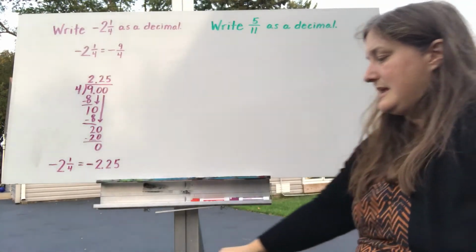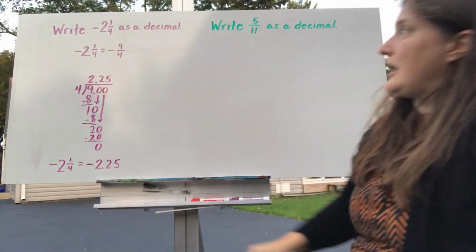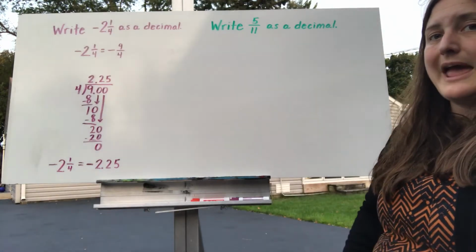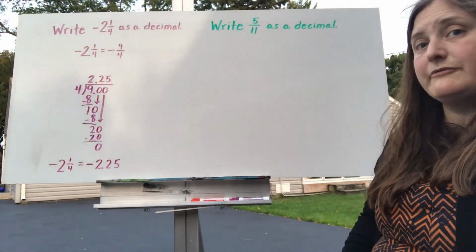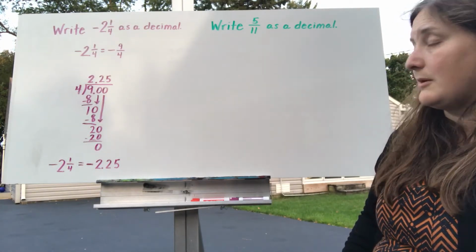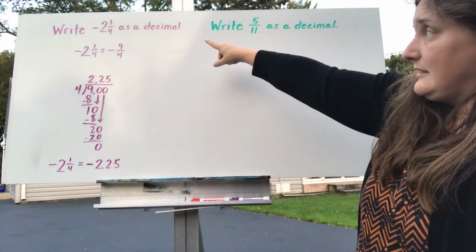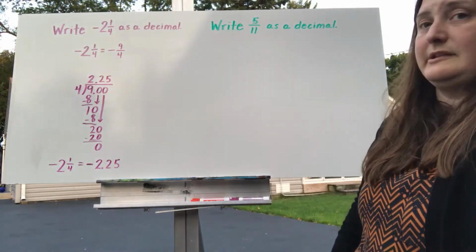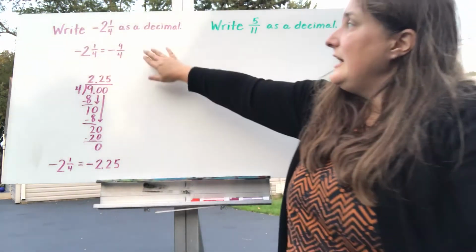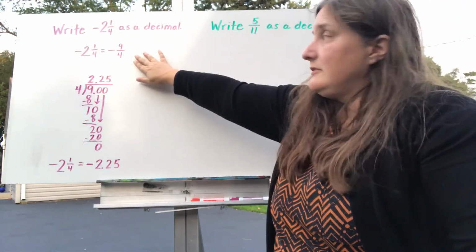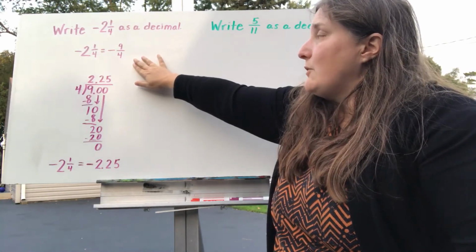So let's talk about taking some fractions here and writing them as decimals. So we're converting our rational numbers into a different form. So I've got -2 1/4 there, and we want to write it as a decimal. So the first thing I'm going to do is take -2 1/4 and change it into an improper fraction. So it's going to become -9/4.